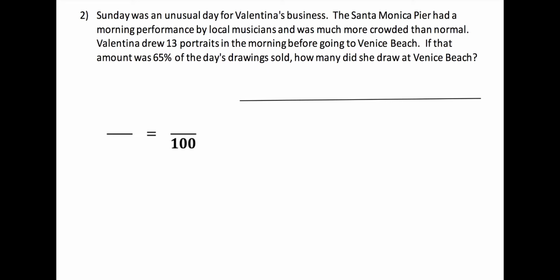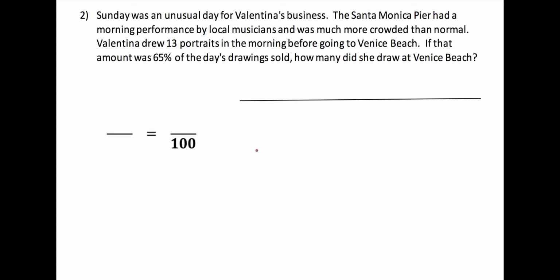All right, so let's read the question. It says, Sunday was an unusual day for Valentina's business. The Santa Monica Pier had a morning performance by local musicians and was more crowded, much more crowded than normal. Valentina drew 13 portraits in the morning before going to Venice Beach. If that amount was 65% of the day's drawings sold, how many did she draw at Venice Beach?